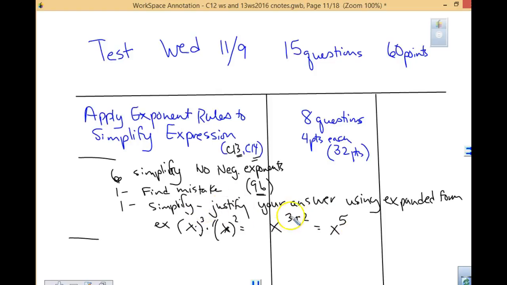If I have to justify it, so if I'm doing this part of it, where it says justify your answer, this is what I would be looking for. I would look for that you show me, oh, x to the third means x times x times x, and x to the second means 2 more x's, which if I look at that, I have 5 x's, and that shows why the addition of the exponent works. So that is the justifying in expanded form, okay?